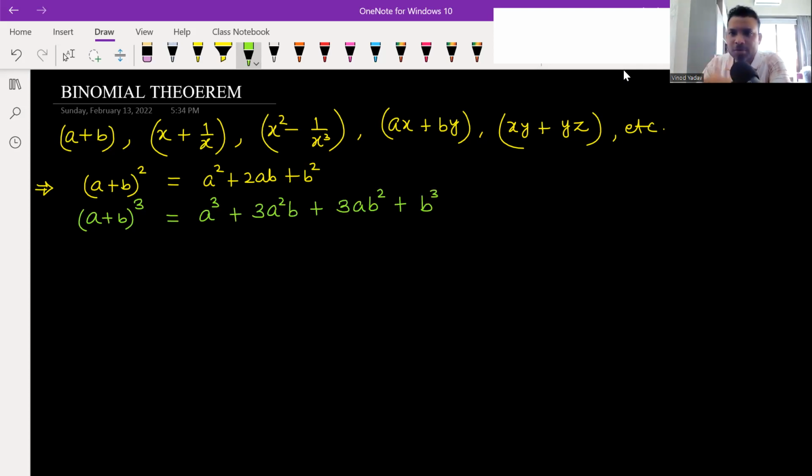Now, just observe something. First of all, if you observe every term and just focus on a, the highest power of a here was 3, then it became 2, then 1, and in the last term a disappeared, simply meaning a's power is 0, a raised to 0, right? So the power of the first term reduces continuously. Secondly, if you focus on b, b starts from power 0, then b's power increases continuously: raised to 1, then raised to 2, raised to 3. So this observation about the powers of a and b should be very, very clear. You can observe the same thing in a plus b the whole square as well.